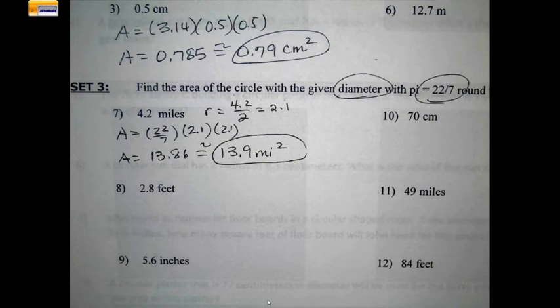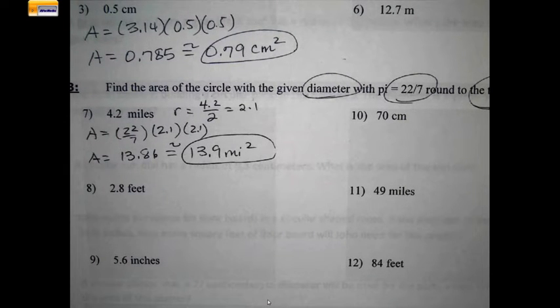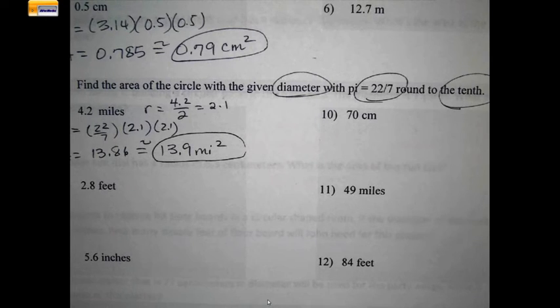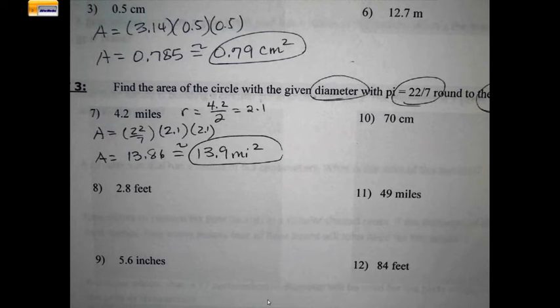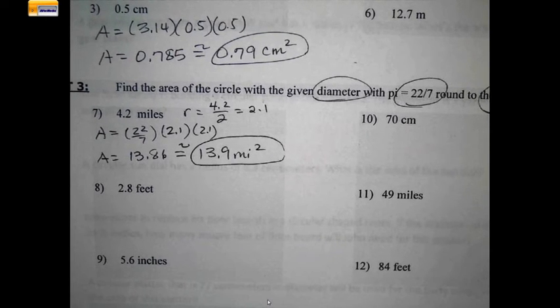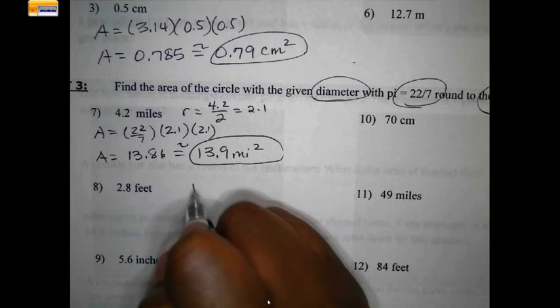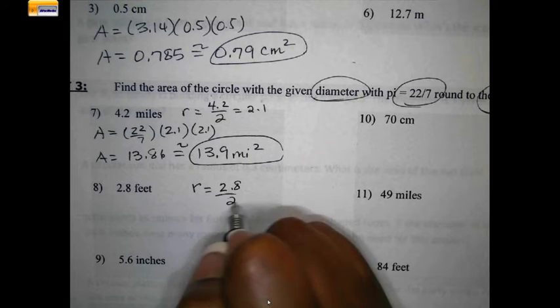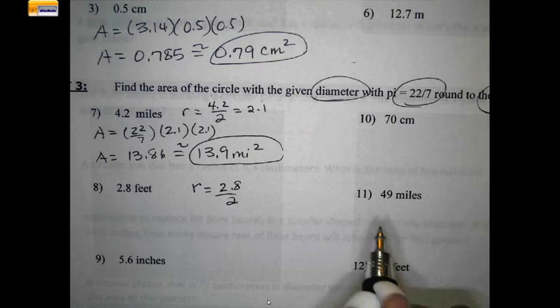Okay, James? Because you're given the diameter, you have to divide by 2. And they want you to use a pi of 22 over 7, and they want you to round to the 10th. So the parameters have changed a little bit. Okay? So you got to get the radius first. No, you can't do 4. You got to divide it by 2.